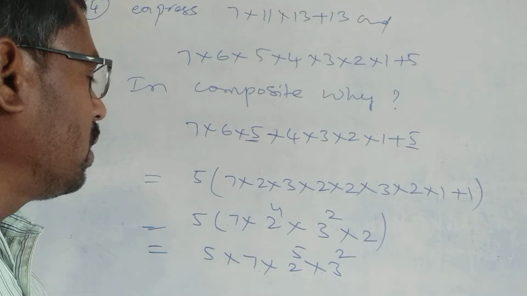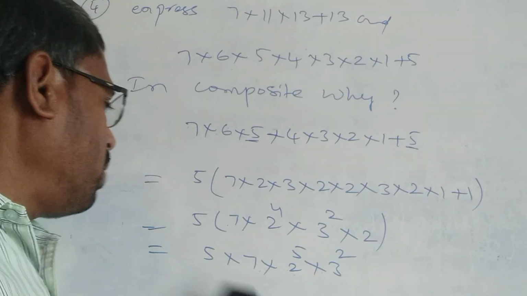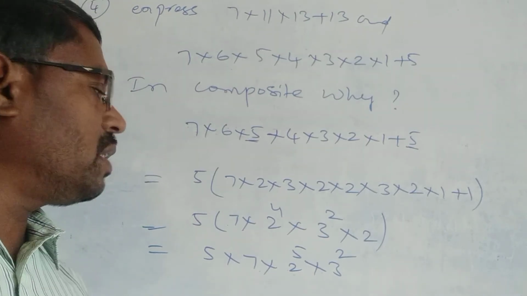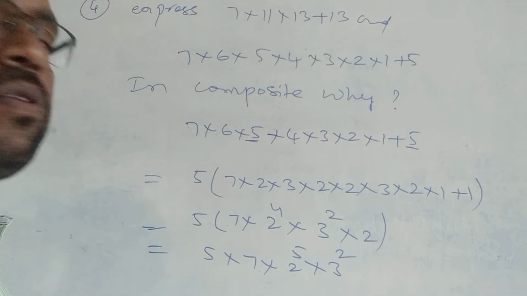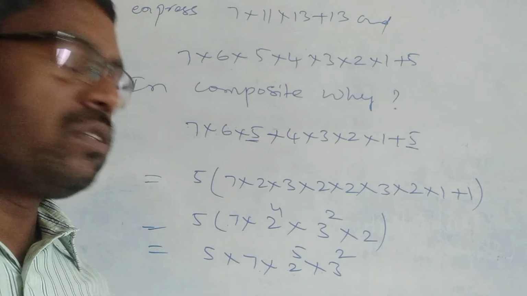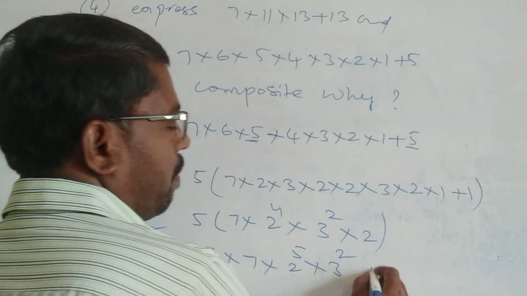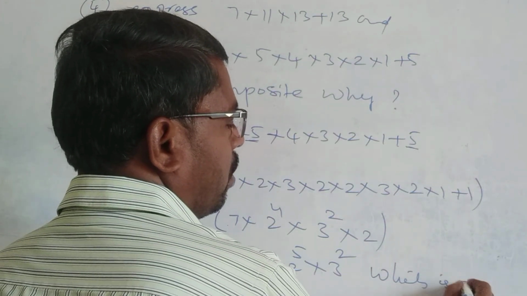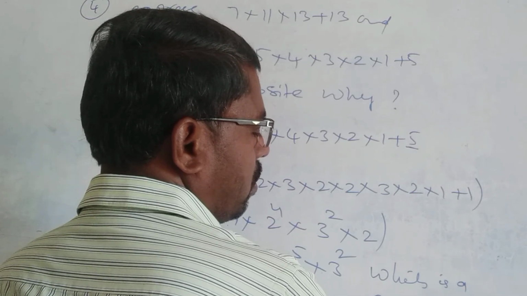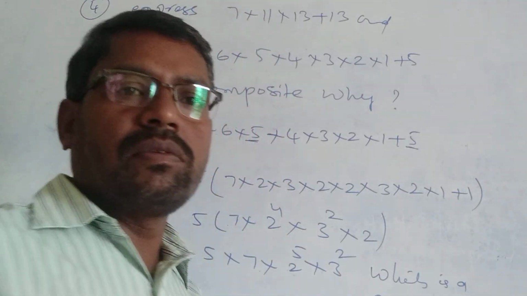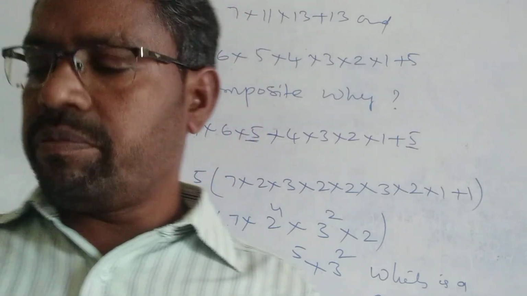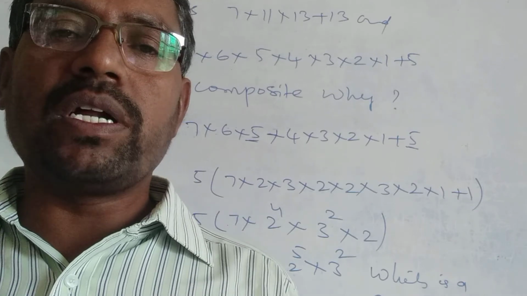So what do you understand? Again we got it in prime numbers. That means this is also a form of prime factorization. According to the fundamental theorem of arithmetic, every composite number can be expressed as a product of primes. This is a product of primes. So this is a composite number. Hence it is proved. You can say that this is also a composite number. Like this we can show that the product is also a composite number.